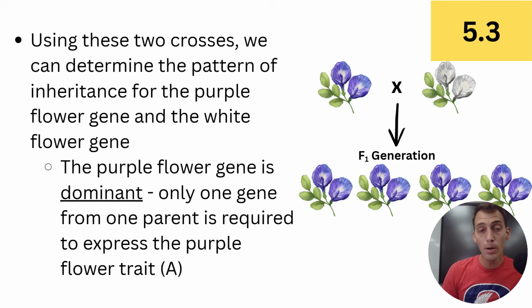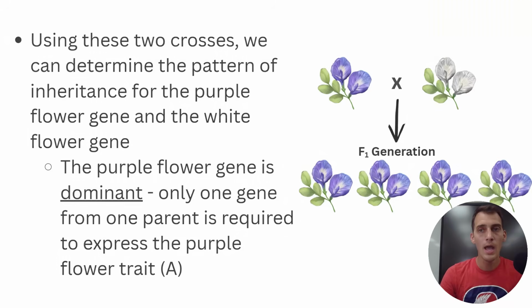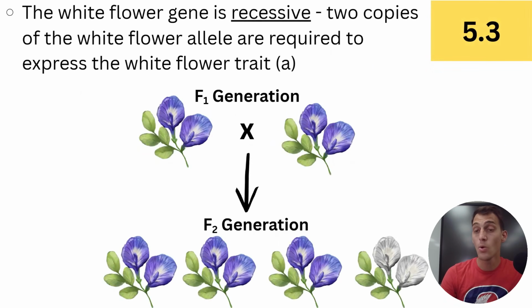All right, the purple flower gene, or what we call an allele, is dominant. Okay, only one allele is required from one parent to express the purple flower trait. All right, so all of these plants in the F1 generation are purple because this parental plant, okay, has 2 copies of that dominant allele. All right, so it gave 1 copy to each of these, and since it's dominant, that's all it needs to have purple flowers. It just needs 1 allele, and I'm going to show you what that looks like here in just a minute.